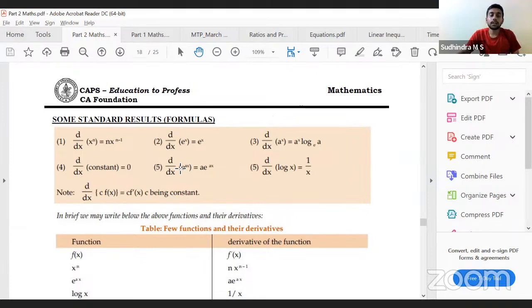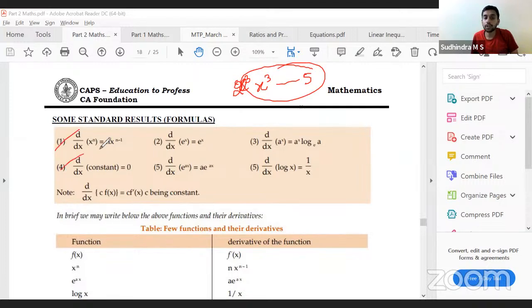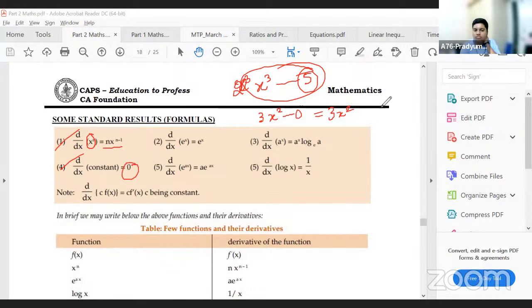They can give you the derivative of, let's say, x to the power of 3 minus 5. In such a case, what do we have to apply? We have to apply these two. The derivative of x to the power of n, here x to the power of 3, is 3x square. Minus the derivative of 5, which is 0, so minus 0. The answer is 3x square. Simple. So remember these formulas.